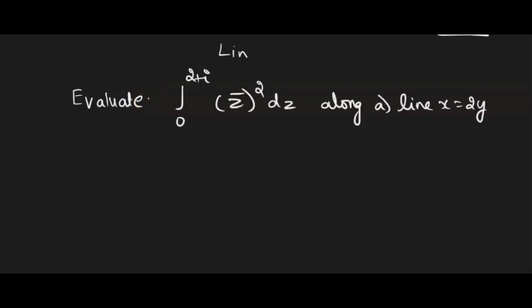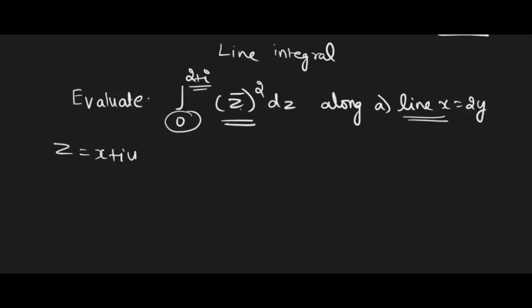So now we are going to do the line integral. That is, we are going to integrate this complex function, and the limit is given as 0 to 2 plus i, first along the line x is equal to 2y. So either you completely change everything to x or completely change everything to y, because this z is a combination of x plus iy, right?